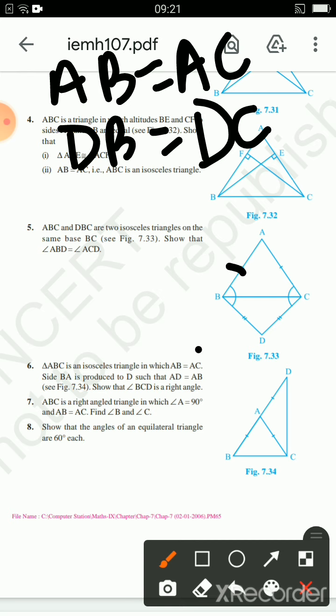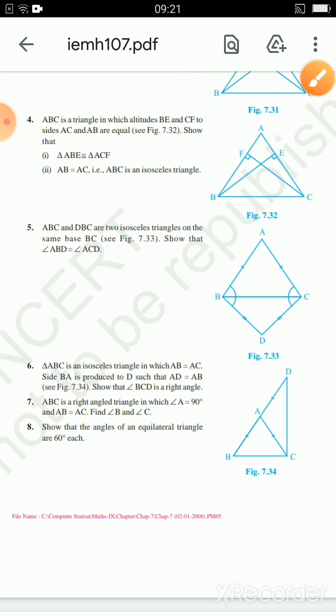जैसे कि अगर AB और AC इक्वल है तो इसके ऑपोजिट में जो एंगल है एंगल ACB विल बी इक्वल टू एंगल ABC. एंड सिमिलरली इन ट्राइंगल DBC, इफ DB इज इक्वल टू DC, then angle DBC is equal to angle DCB. When you will add these two angles, LHS to RHS, then angle ABD will be equal to angle ACD.